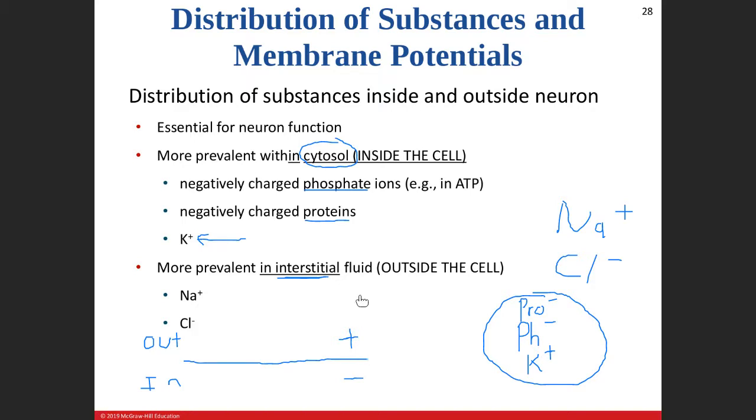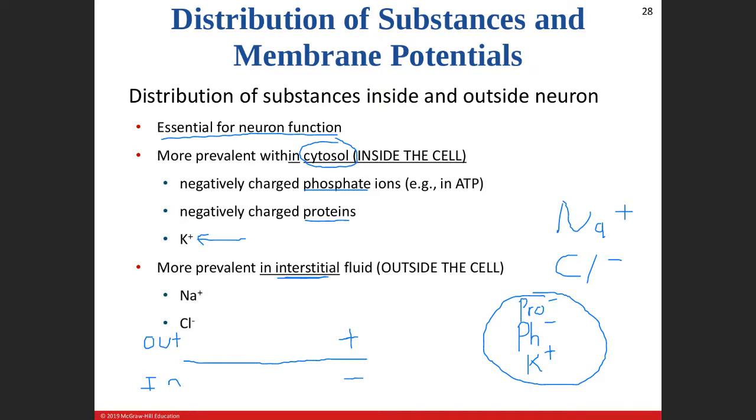So it's really important. That's why the first bullet point on this slide says it's essential for neuron function. It's important that you understand this distribution, okay? So resting cell: sodium and chloride outside the cell, potassium and the negative proteins and phosphate ions inside the cell, okay? To help you with that, think of a banana floating in the ocean, okay? So that's when the cell is at rest.